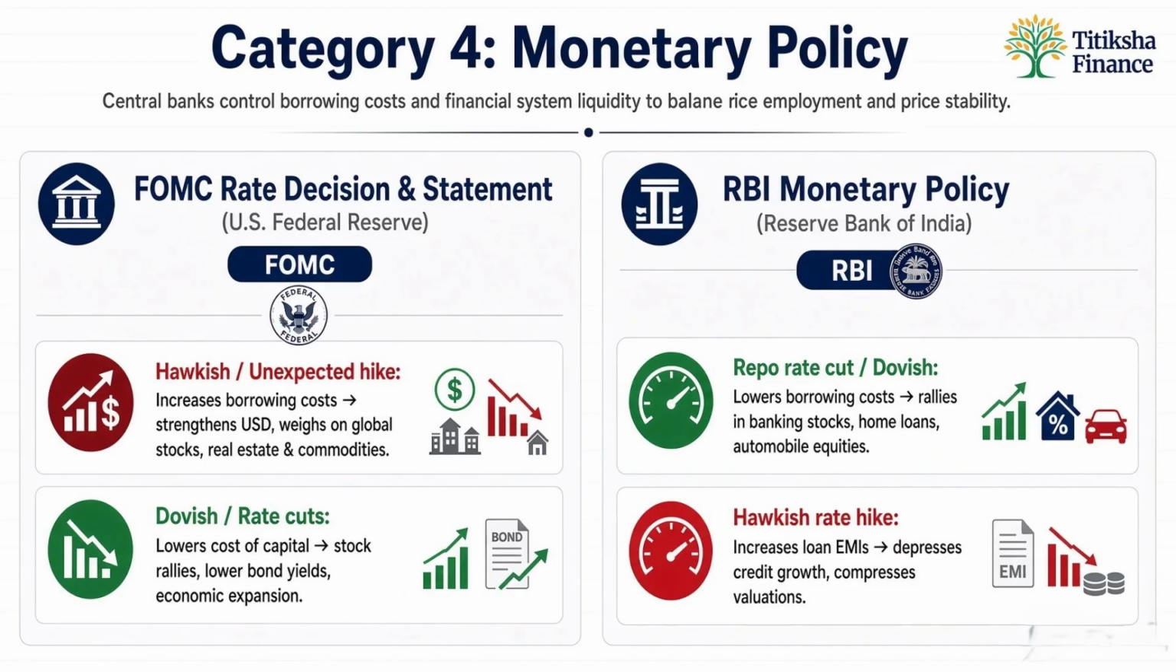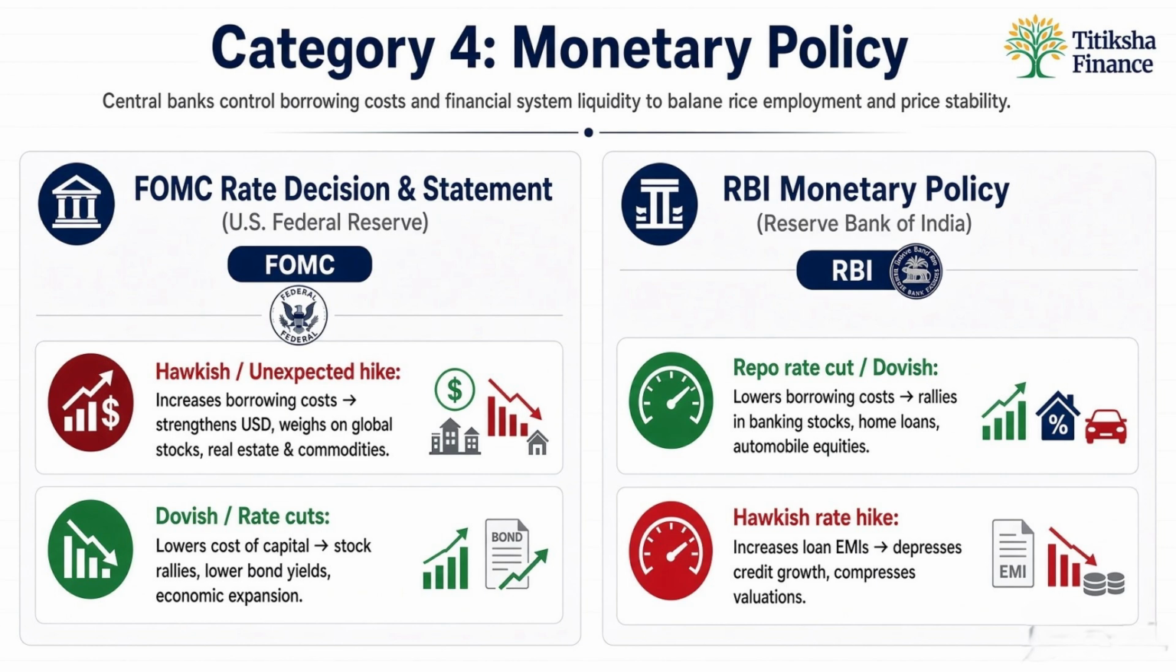Conversely, rate cuts or dovish guidance lower the cost of capital, fueling stock market rallies, lowering bond yields, and encouraging economic expansion. In India, monetary policy is set by the Reserve Bank of India's Monetary Policy Committee. A repo rate cut or dovish shift lowers borrowing costs for Indian banks, driving rallies in banking stocks, home loans, and automobile equities.